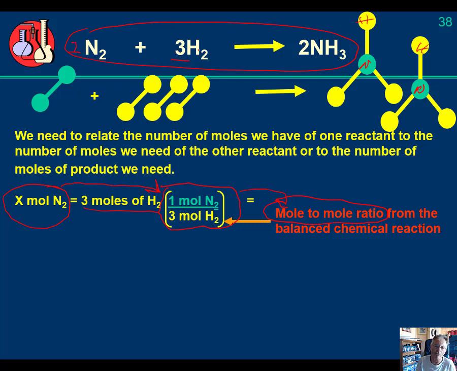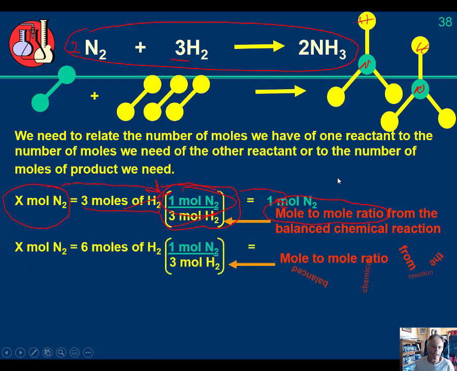The coefficient of hydrogen in this case is 3. So the coefficient of the X factor goes in the numerator of the mole to mole ratio. So now when we multiply across, moles of hydrogen will cancel, we'll wind up with moles of nitrogen, and we get an answer of 1 mole of nitrogen.